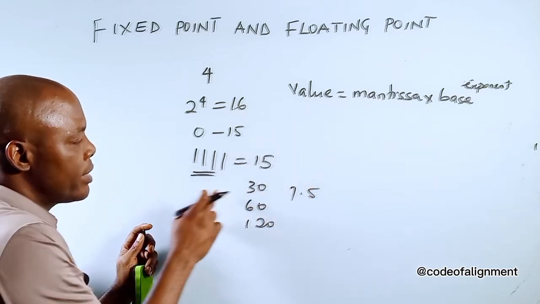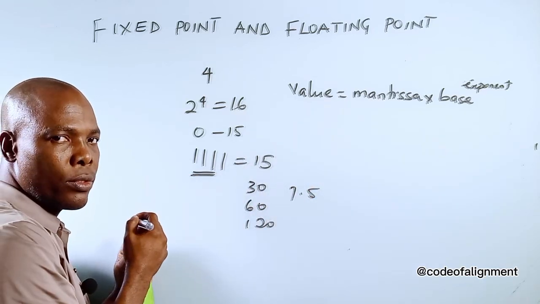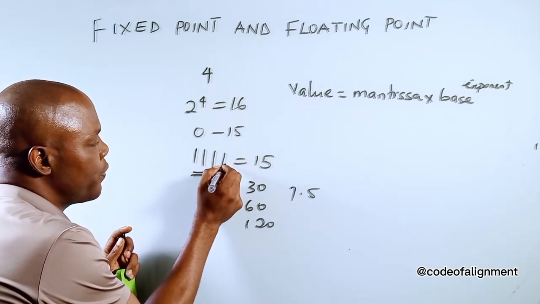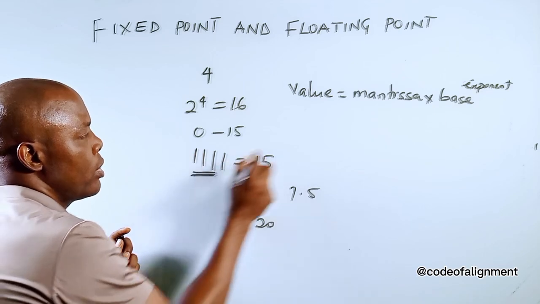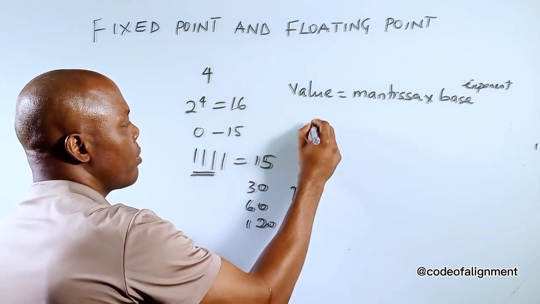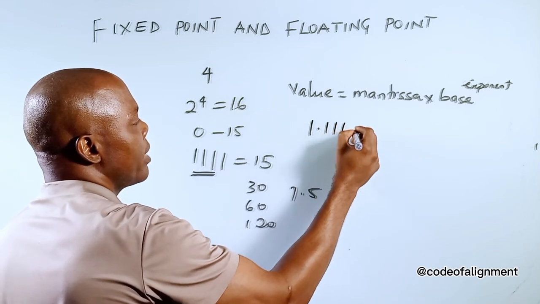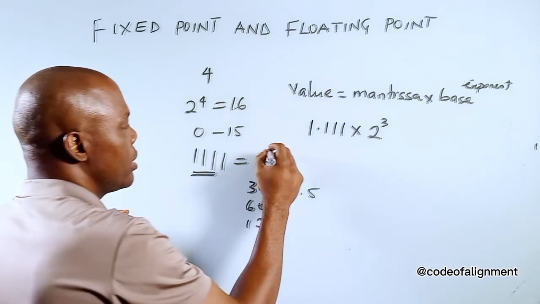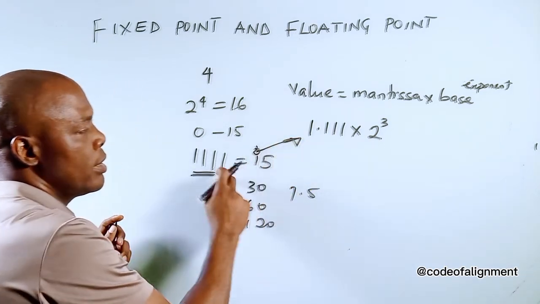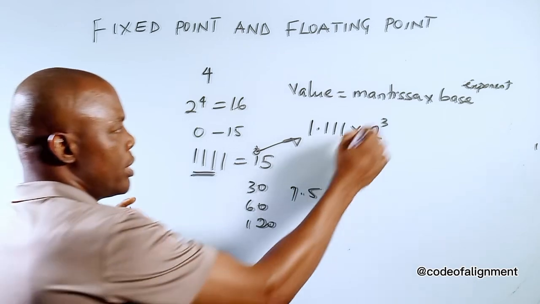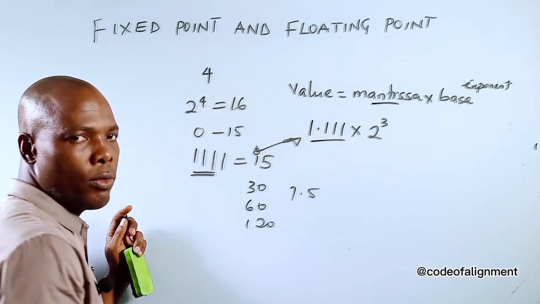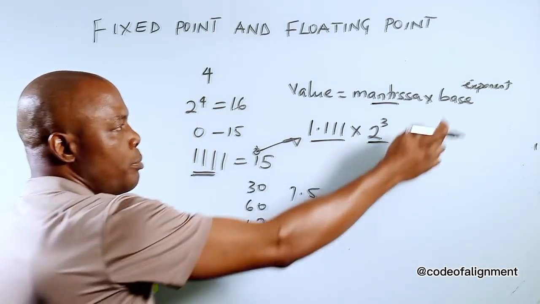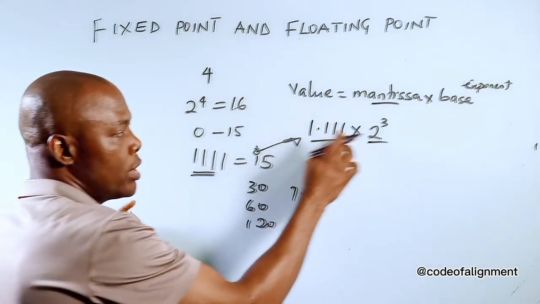To have this mantissa, I want to normalize this value. Normalization is simply moving the radix point from the fixed point position to this place. So this is represented as 1.111 multiplied by 2 raised to the power 3, since we are using base 2. This is equal to this. This mantissa is this part, which is still my 4 bits, but I have a scaling factor, which is the base raised to the power exponent.